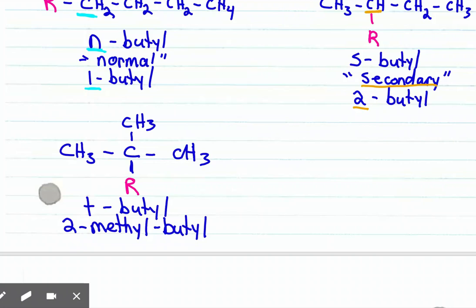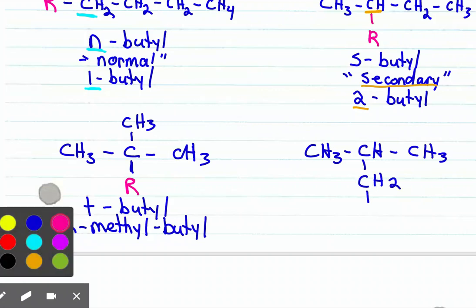So CH3, CH2. It looks like this. And I'm going to squeeze it in here. This is isobutyl, and you might also see it called 2-methyl propyl.